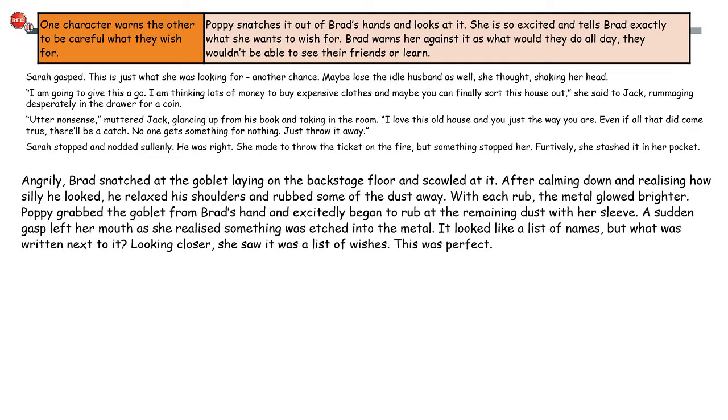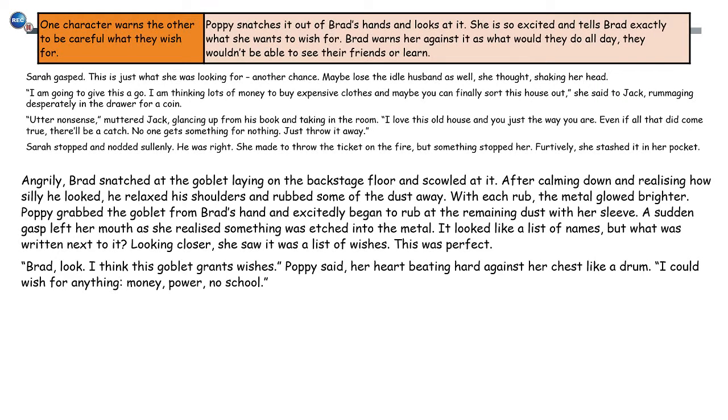So I've tried to build up that relationship between Brad and Poppy. Sorry, Sarah's from the original story. Between Brad and Poppy. And just showing that Poppy seems a bit more impulsive because she grabs it and excitedly starts rubbing it. Whereas Brad, he's more of a reserved character.